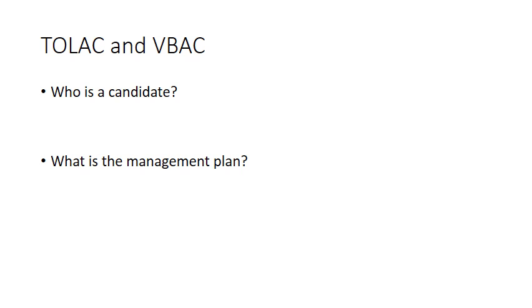So now we're going to move on to TOLAC and VBAC, trial of labor and vaginal birth after cesarean. So who's a candidate for a trial of labor? Those moms who have had 1 or 2 low transverse uterine incisions, no more than that, have no history of previous uterine rupture, adequate pelvic size, and there must be an availability for an emergency delivery, so they have to have C-section personnel in-house so that they can rush back to a C-section if they need to in order to do a trial of labor.